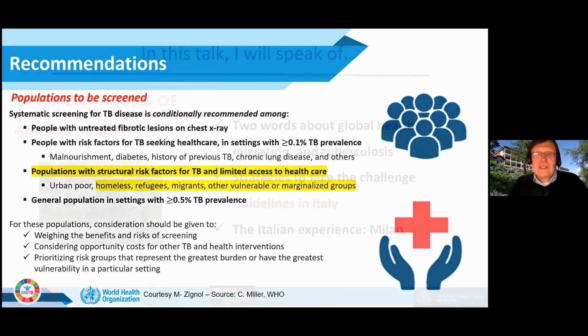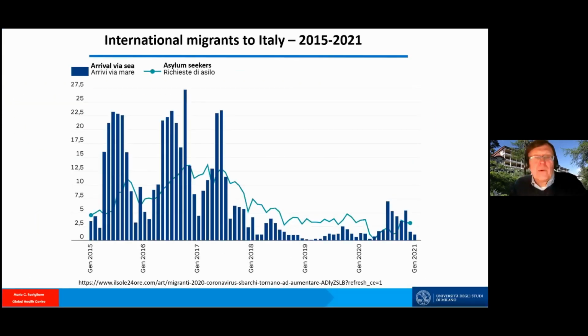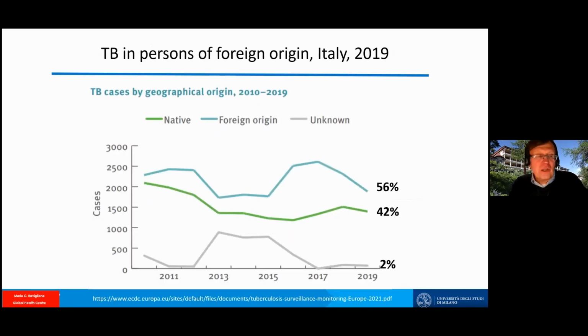So what about Italy? That's the situation of migration in Italy. So there was a peak in those years, 15, 16, 17, then a major reduction, and then again a slight increase in 2021. And this is the situation in terms of trends of native versus foreign-born tuberculosis. So nowadays, 56% are among foreign-born. And as you see, there has been a downward trend in the past couple of years, probably linked to the fact that migrants were much fewer than in the past.